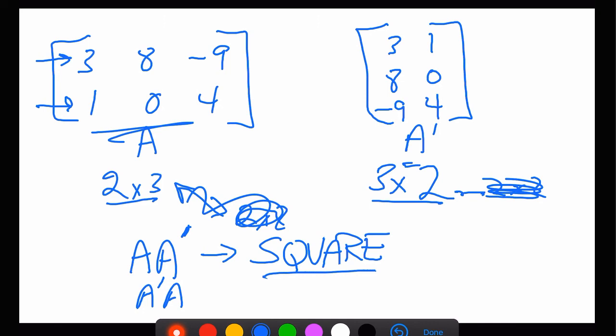Is that exciting? They're so cool, these little transpose babies. We be transposing. Because who wouldn't want to transpose?